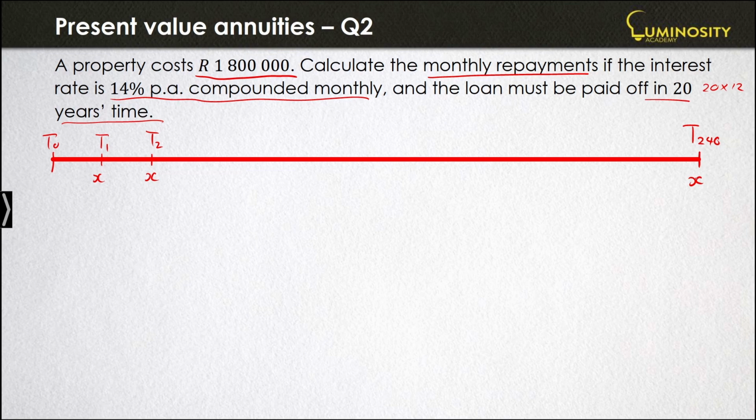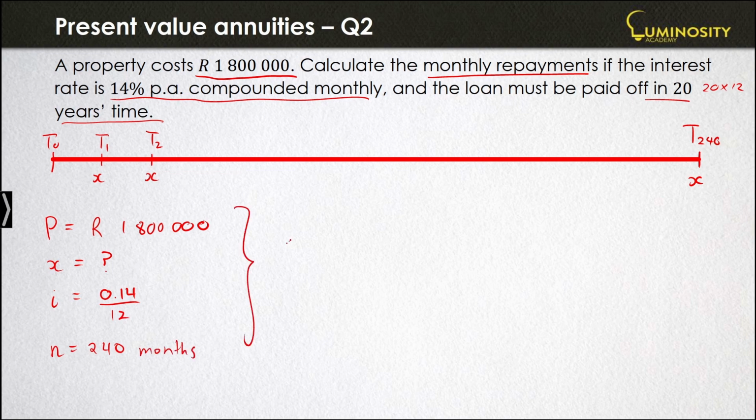And we want to pay off a loan of 1,800,000 Rand. So there's our present value, 1,800,000 Rand. We are looking for that regular installment that we need to pay back. The interest rate is 0.14 over 12. That is your nominal interest because it's compounded monthly. And your N here is going to be 240 months worth of payments.